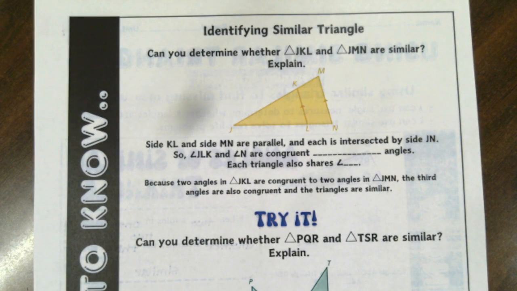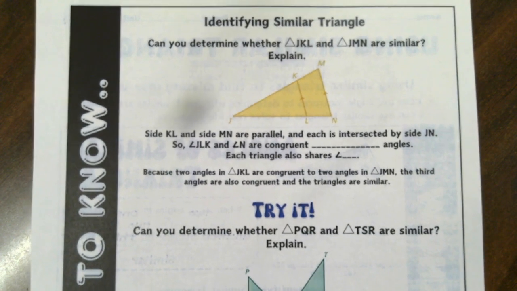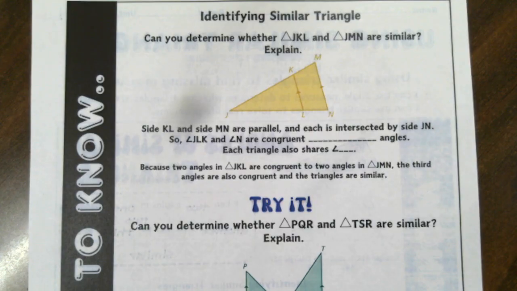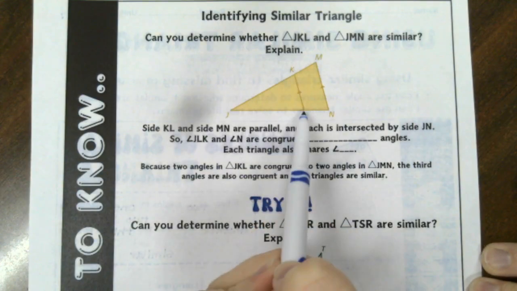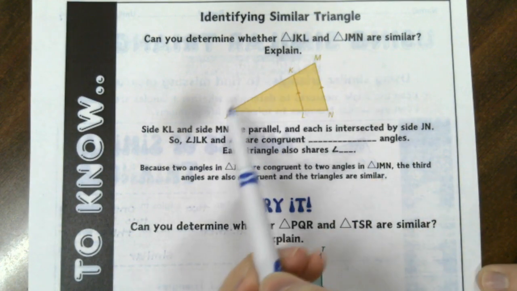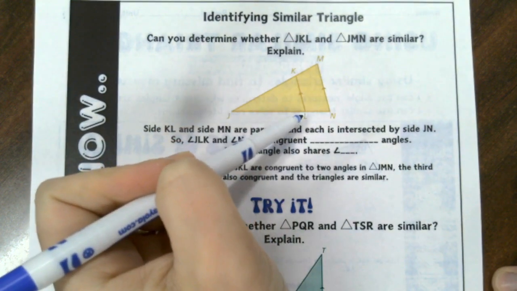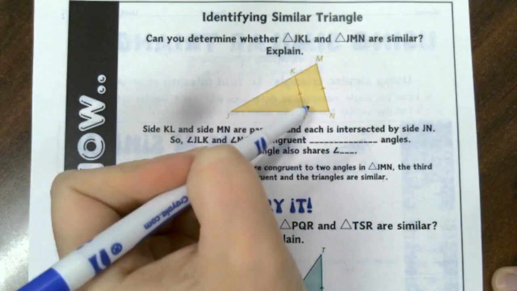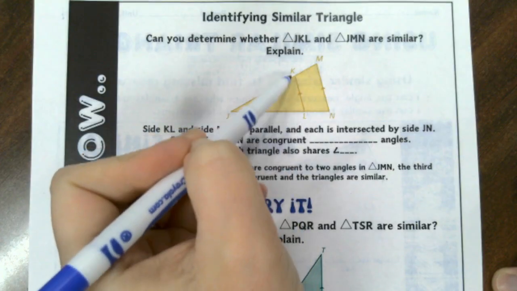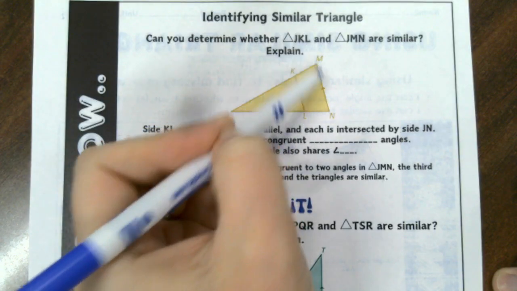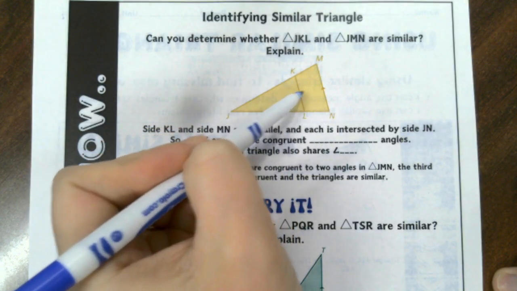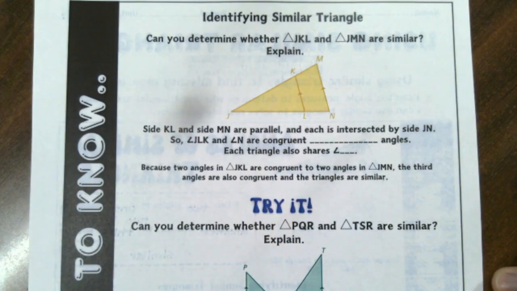Okay, so you should have paused and done that try it portion, and we're jumping back into the video, identifying similar triangles. So can you determine whether triangle JKL and triangle JMN are similar? Something I want to point out is that even in our triangles, we can see here are our parallel lines. How do we know that KL and MN are parallel lines? Because they have the little arrows in them.